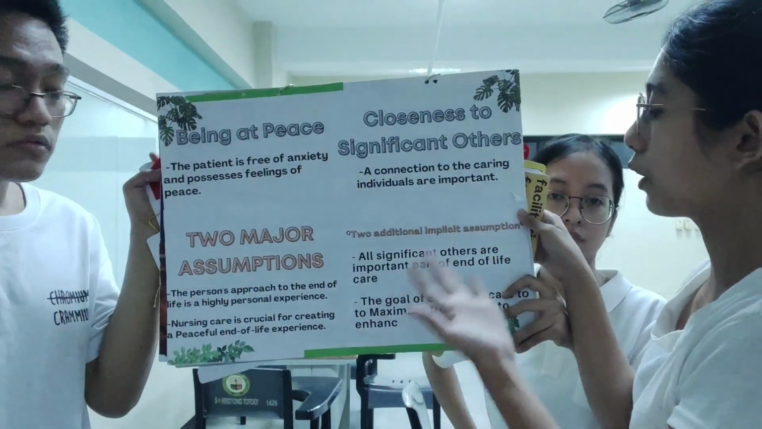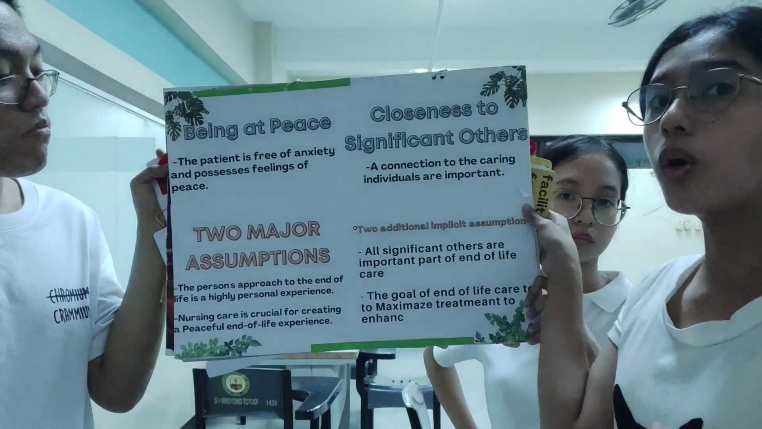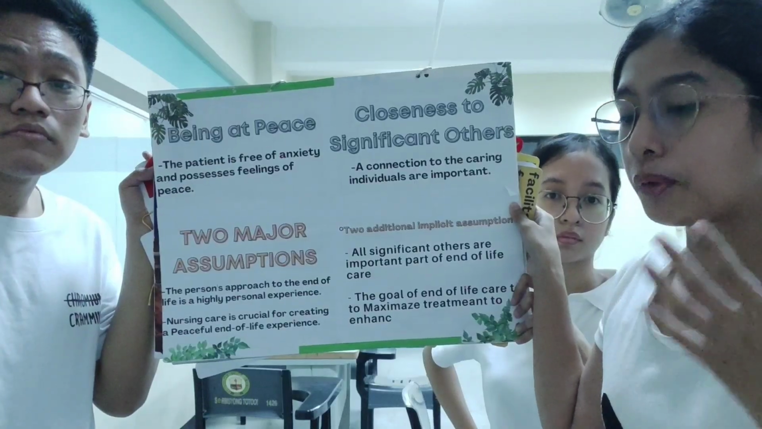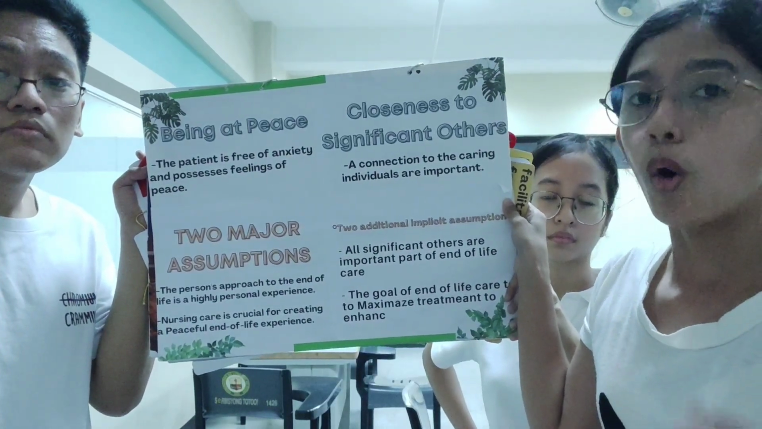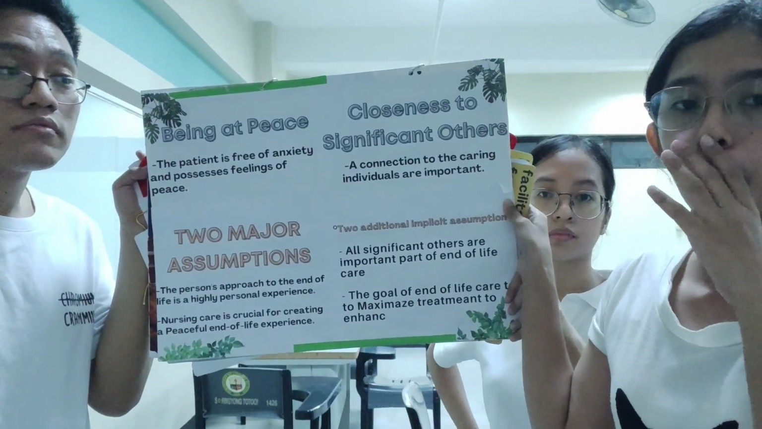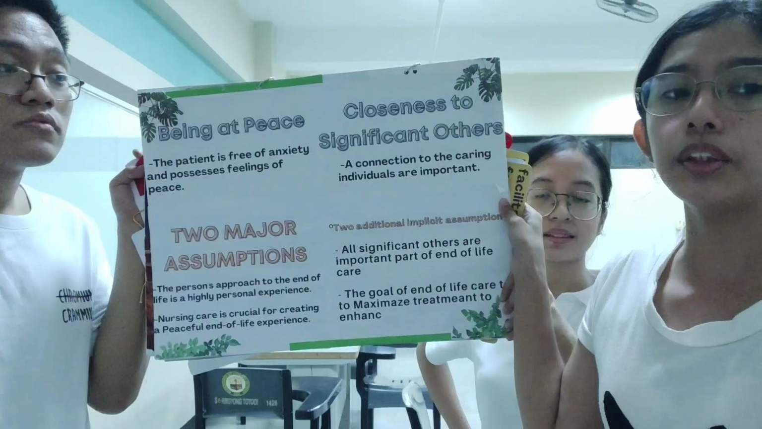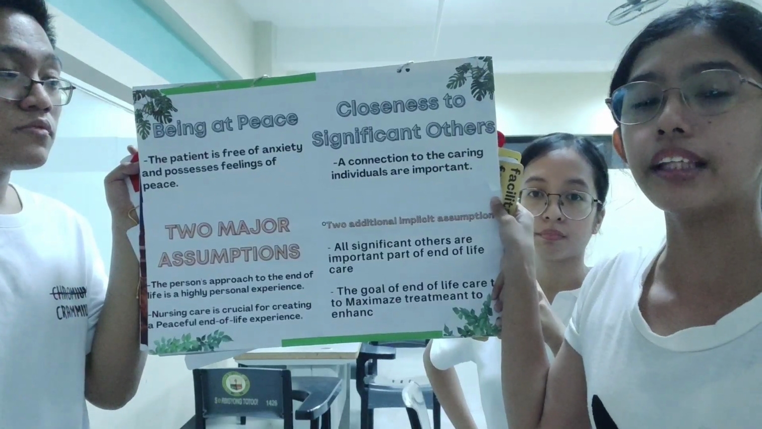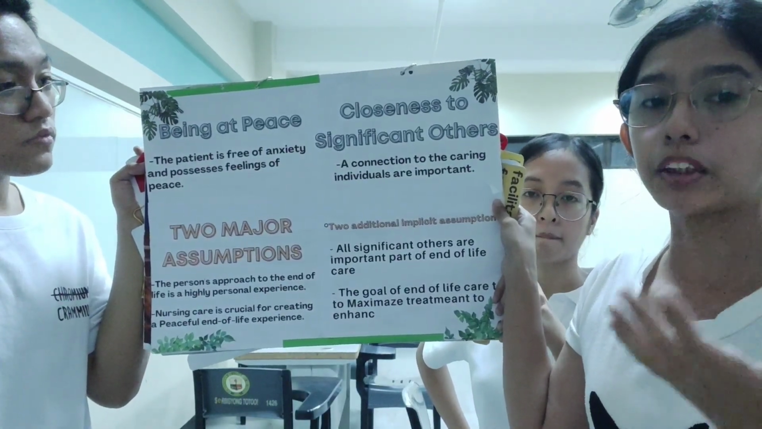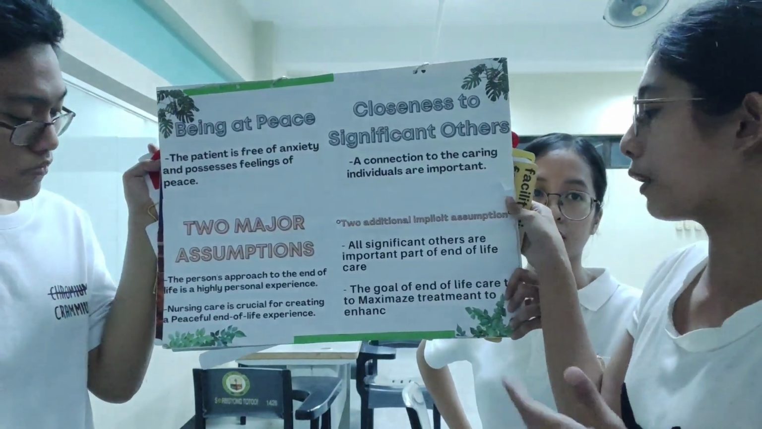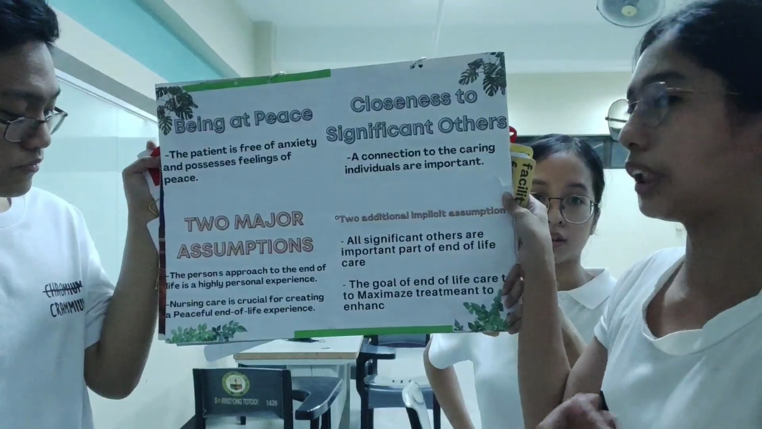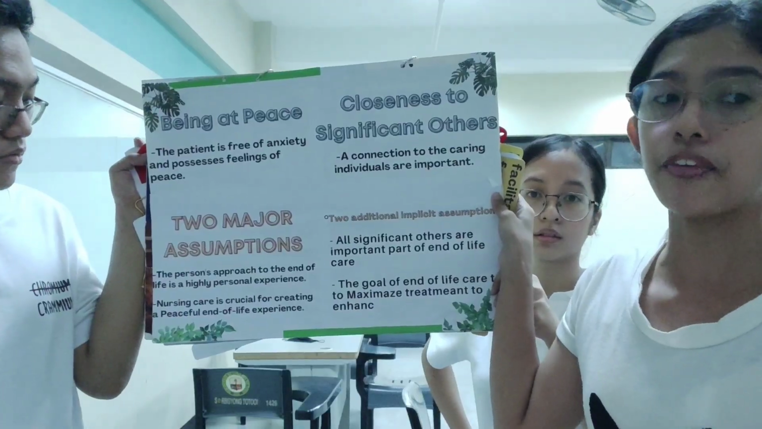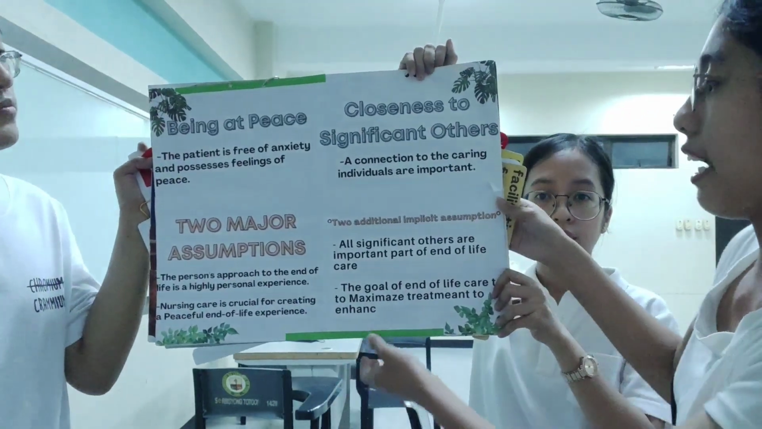Then the last one is that the goal of end of life care is not to optimize the treatment kasi we don't want to over-treat the patient. What we want is to provide judicious use of technology and parang tamang amount of technology and tamang amount of component measure of caring, because we want to maximize the treatment to enhance the quality of life and also to achieve the peaceful end of that patient. Next is that.